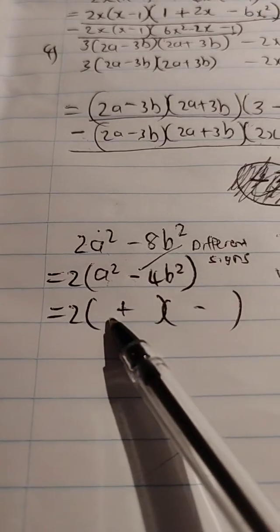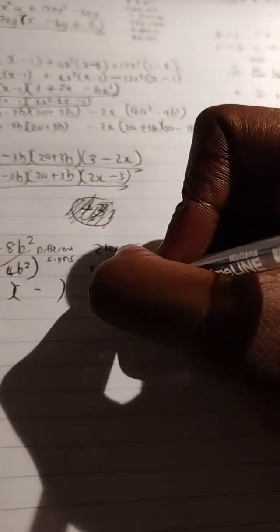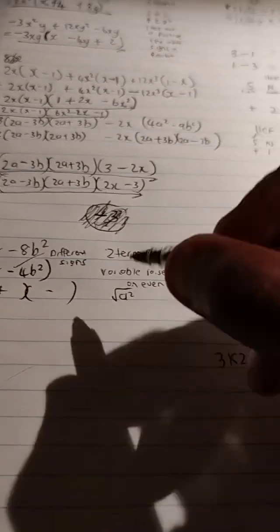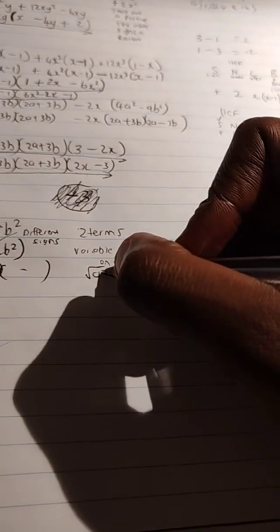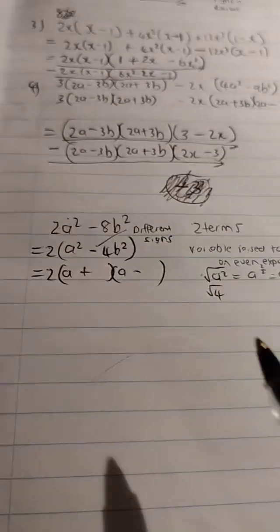All right, then we take the square root, guys, of A squared. The square root of A squared is A to the power 2 over 2, which gives us A. So here we are going to write A and A, because A times A gives us A squared. Then we say the square root of the second term, which is 4B squared.